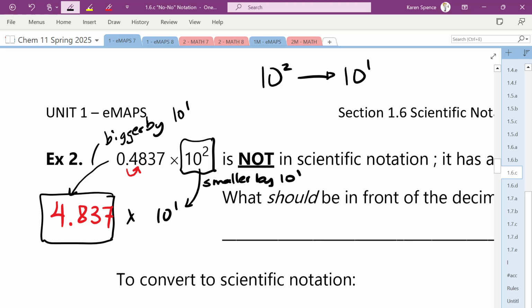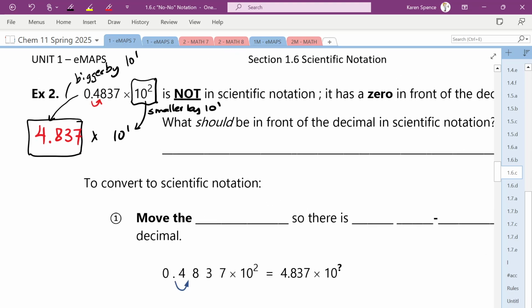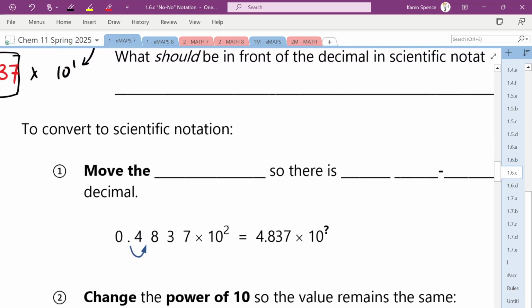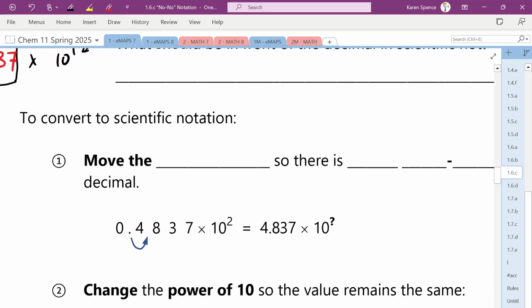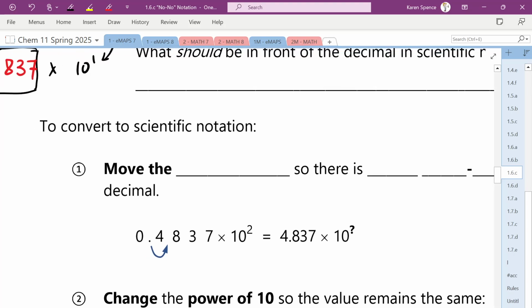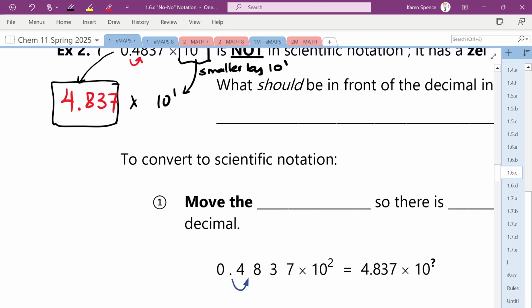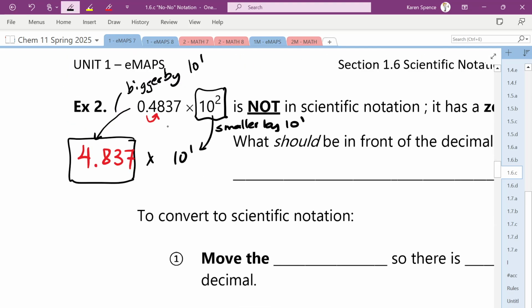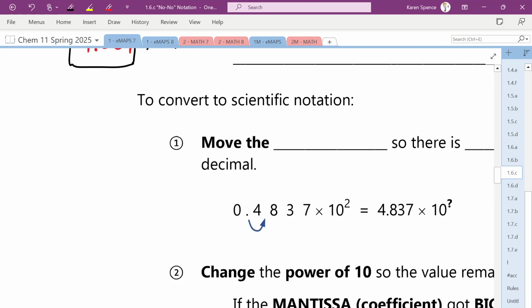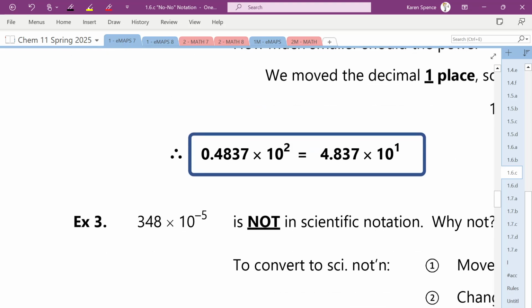Now let's prove that these are equal to each other, shall we? Then this will become 48.37. And guess what? This would also become 48.37, right? They're both equal to 48.37.